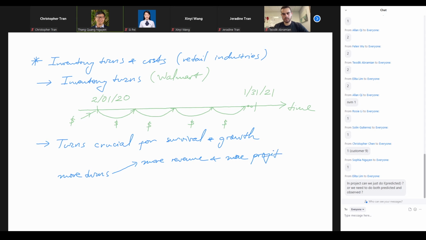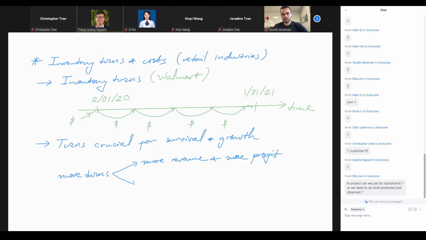And with more revenue and profits, you can reinvest in the company, innovate it, do more online operation, catch up with the quality, things like that, so that you can compete more, right? It's all about the value that you can bring to the customers. So that's more turns, right? More revenue and more profit.